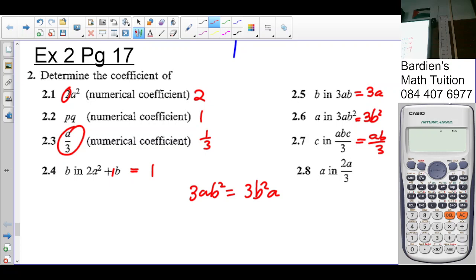What is the coefficient of a in 3? a over 3? 2 over 3. Alright, any confusion? No. Okay. Nice.